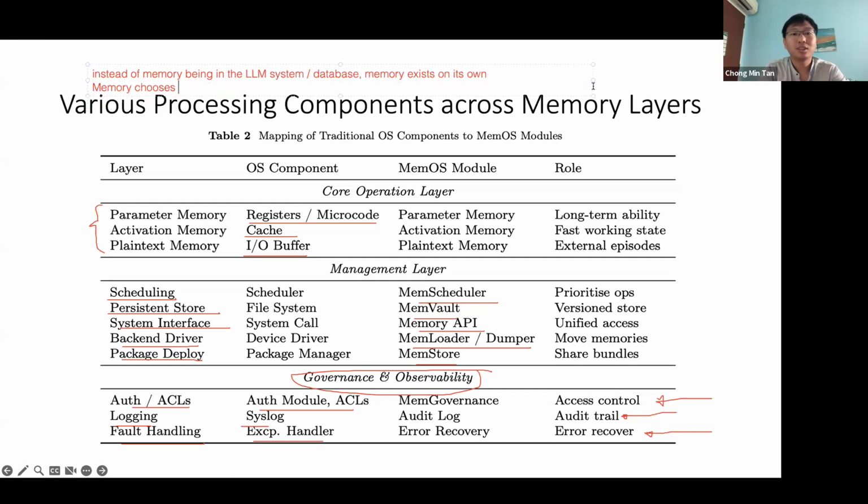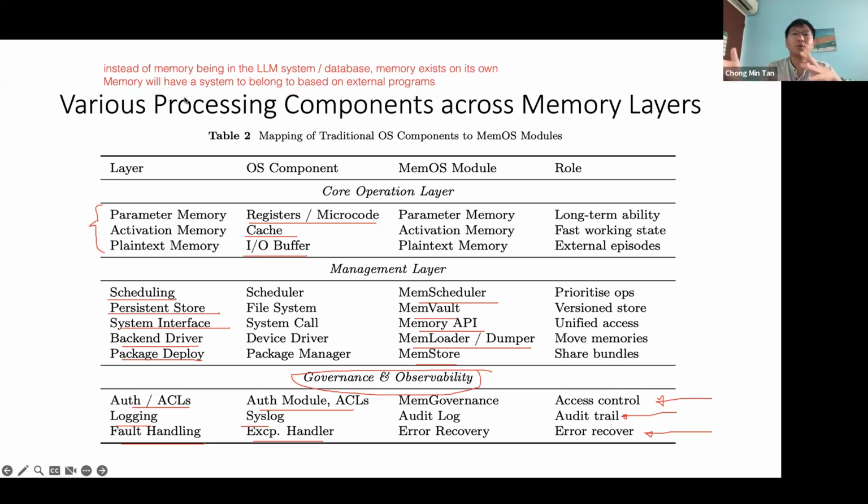Memory chooses which system to belong to based on external programs. Or not say chooses, memory will have a system to belong to based on external programs, because external programs can shift whether it's plain text or activation or parameter. And this is memory native, right? The control lies within the memory itself, not within the LM and not within the database. Yeah, this is quite mind-blowing.